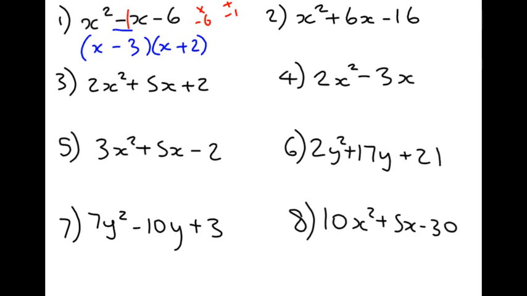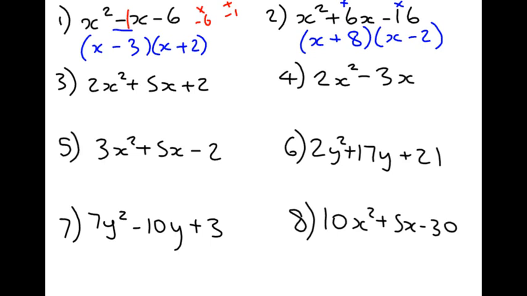Done. Next one, we have to multiply to make minus 16. We have to add to make 6. Two numbers, one's plus, one's minus. So x plus 8, x minus 2. Okay, you can check that one yourself. Hopefully you got it though.